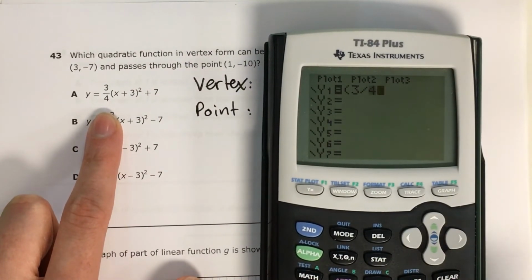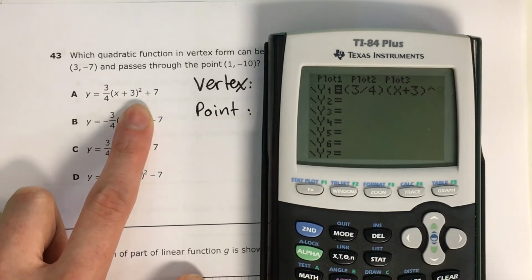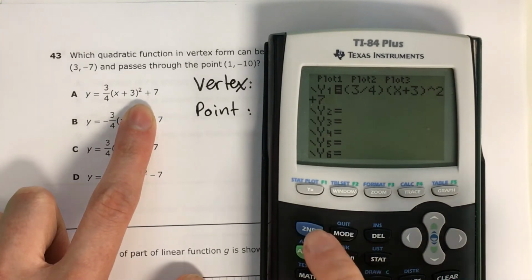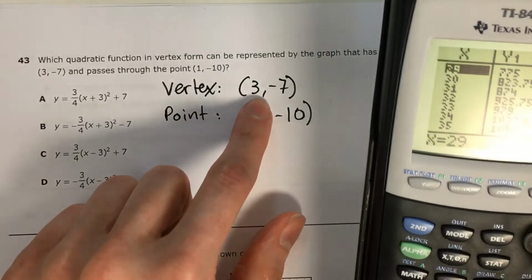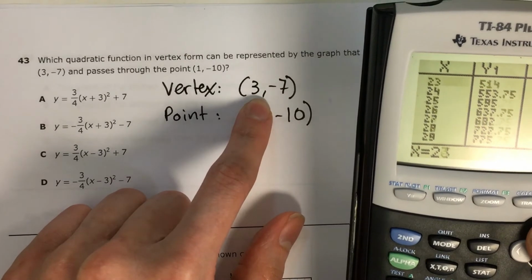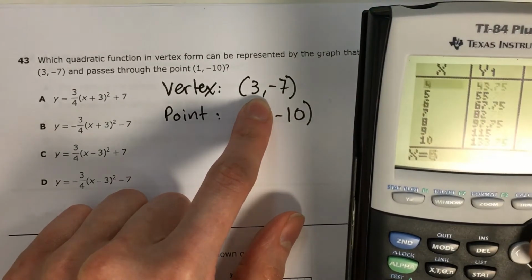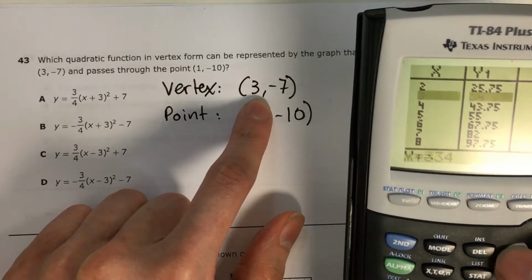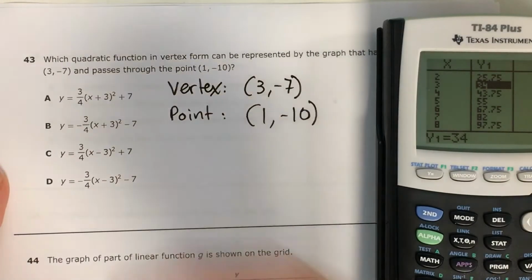Parenthesis 3 divided by 4, parenthesis, x plus 3, parenthesis, squared, plus 7. Go to the table, second graph. Let's go to 3, -7. Oh, I need to go all the way up. You probably have to join me in that. So 3, -7. Okay, no, 3 is not with -7. It's with 34. So A is no good.